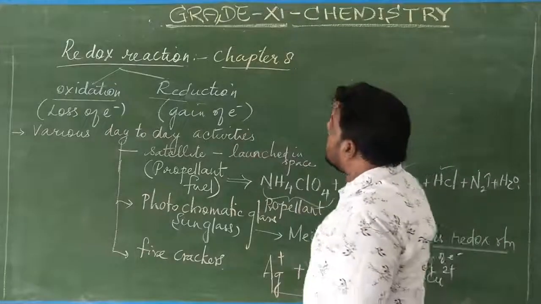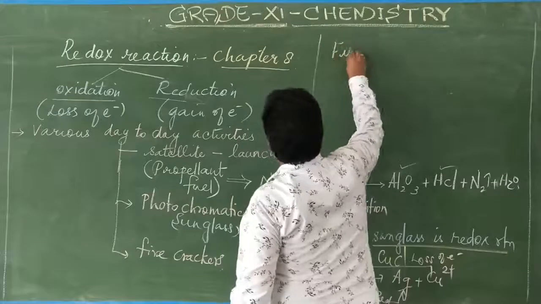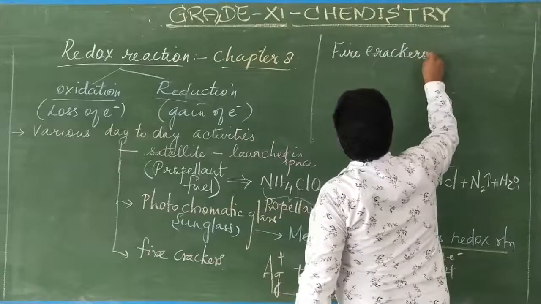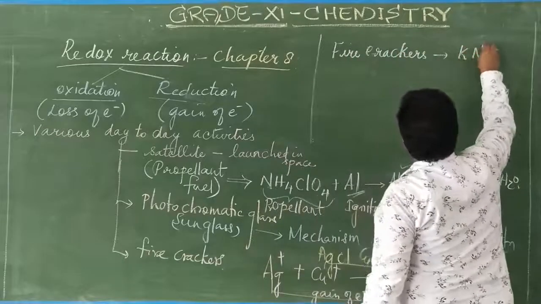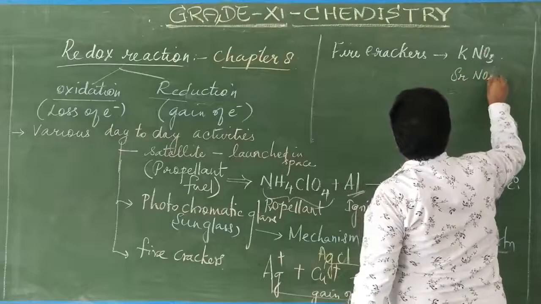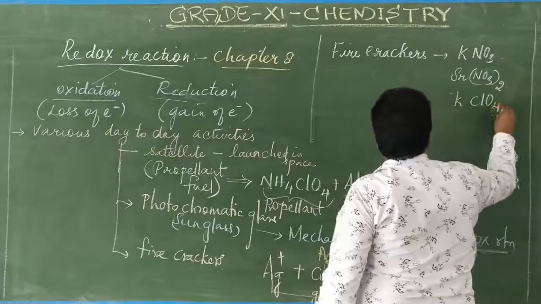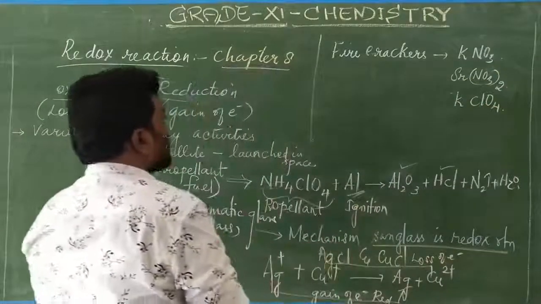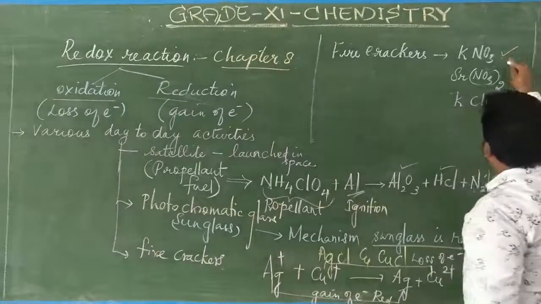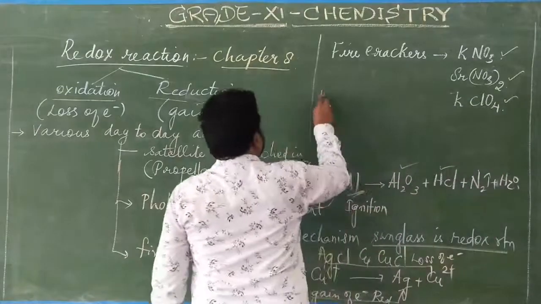So the colorful stones in firecrackers contain chemical substances: potassium nitrate, strontium nitrate, and potassium perchlorate. Other substances are present too, but in firecrackers potassium nitrate may be present, or otherwise strontium nitrate, or otherwise potassium chlorate. So let us take down the equation.